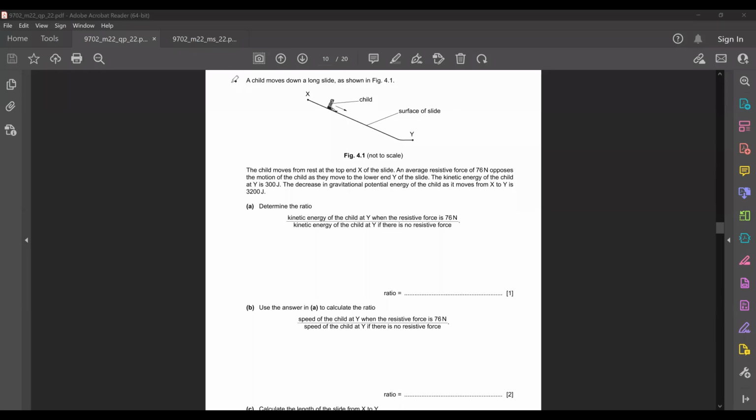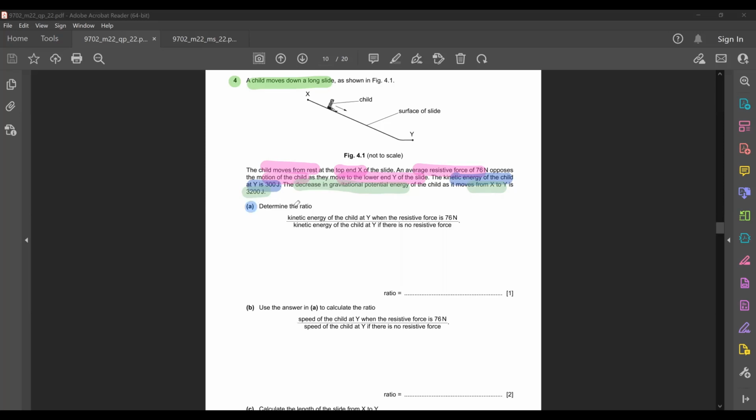Now for question 4, you have a child that moves down a long slide as shown in the figure below. The child moves from rest at the top end X of the slide. An average resistive force of 76 Newton opposes the motion of the child as they move to the lower end Y of the slide. The kinetic energy of the child at Y is 300 joules. The decrease in gravitational potential energy of the child as it moves from X to Y is 3,200 joules.